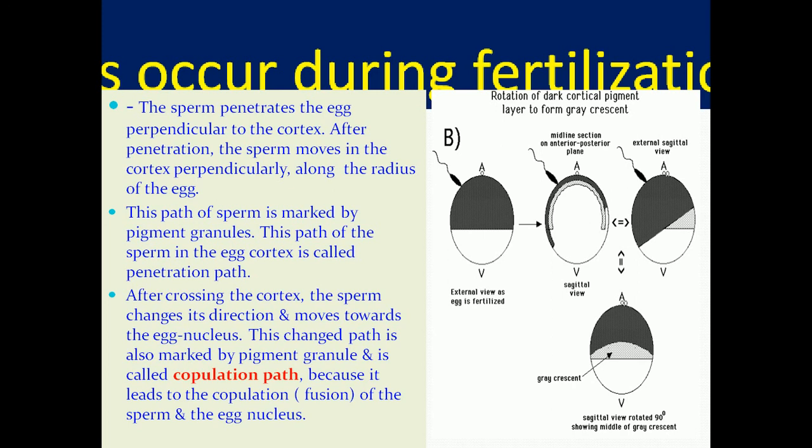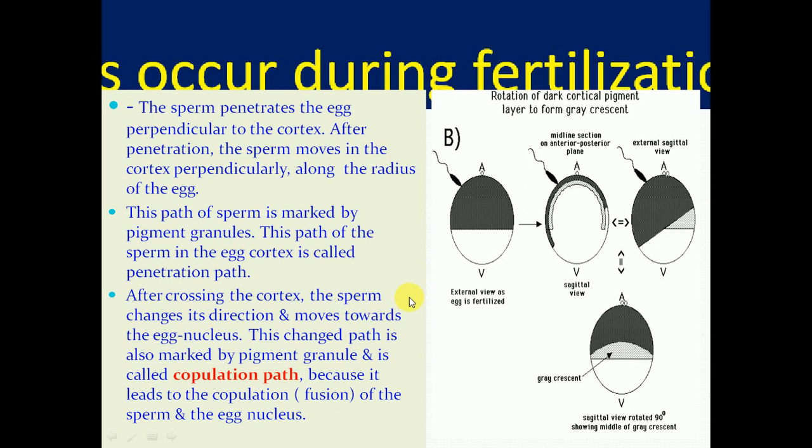Now we can see some other events occurring during fertilization. When the sperm penetrates the egg, it moves perpendicular to the cortex. After penetration the sperm moves in the cortex perpendicularly along the radius of the egg. You can see here this is the animal pole and the sperm enters in a perpendicular direction along the radius of the egg. This path of the sperm is marked by pigment granules, and this path of the sperm in the egg cortex is called the penetration path. Through this path we can easily see in which direction the sperm enters the egg.